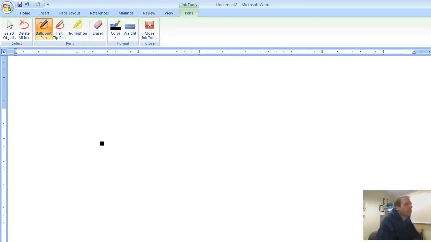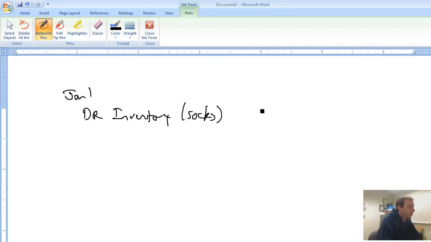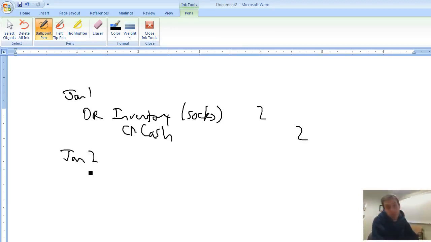So let's use the same socks situation. Walmart buys socks. It's January the 1st, and they debit their inventory socks, and they buy them for $2. They're still planning to sell them for $5, and so they credit cash $2. Beautiful. Now let's say the socks don't sell, and on January 2nd Walmart buys another pair of socks.